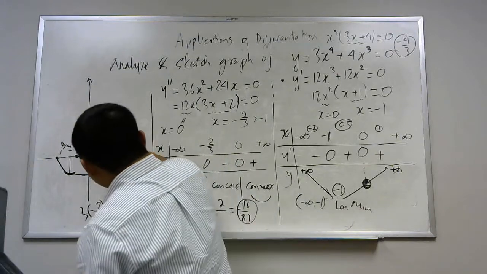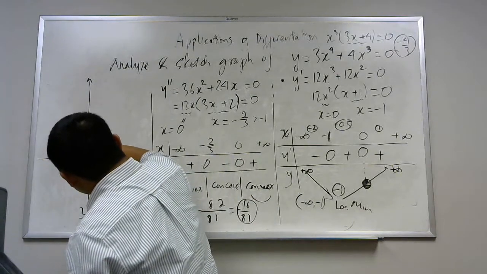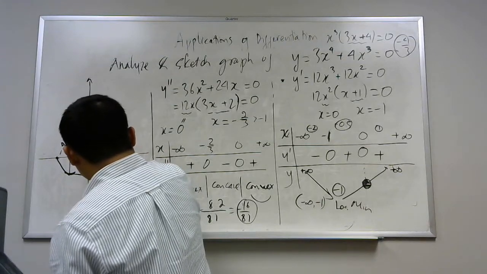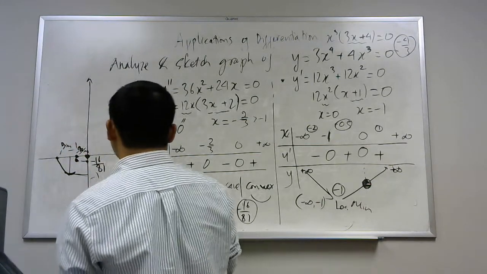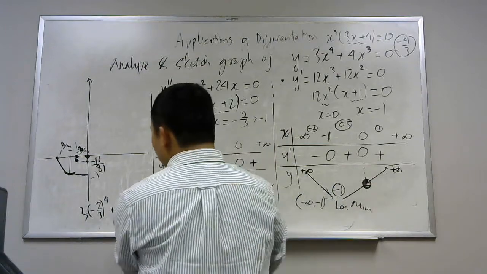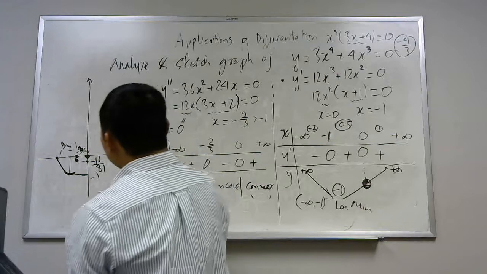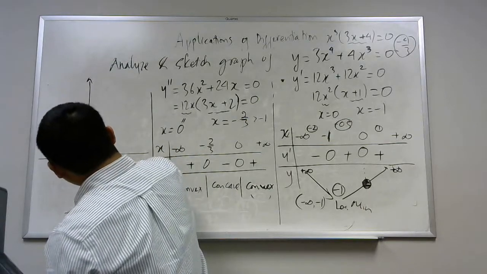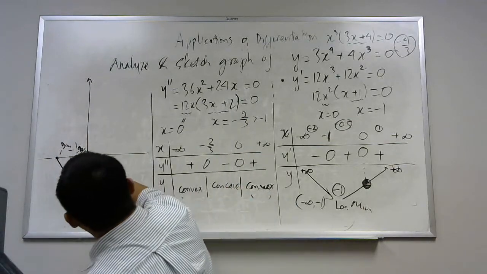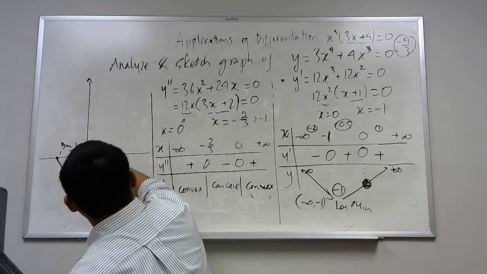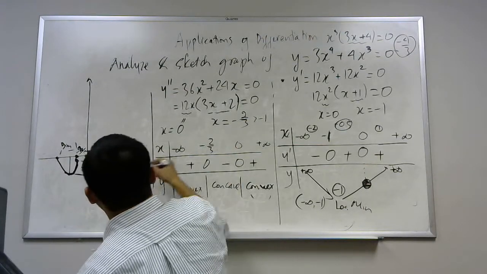Negative 16 over 81 should be around here. So that is the inflection point. That is (-2/3, -16/81). All right. Just plug negative 2/3 into the function to find that number. So basically, you have this function. You see, the function is convex from here, right? And then changes to concave, right? It turns concave until 0.